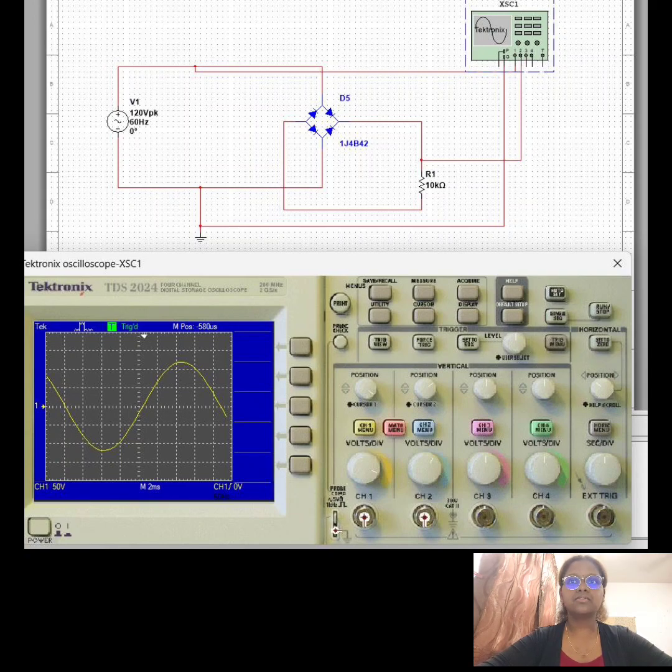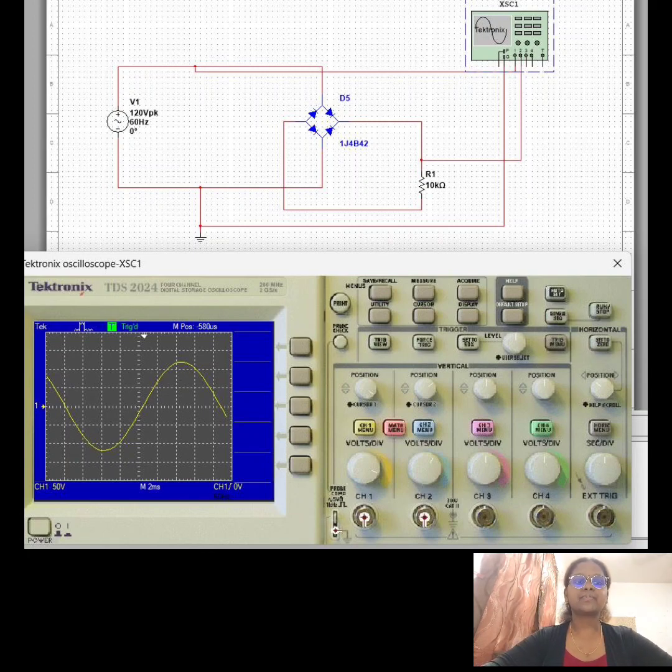In comparison to half-wave rectifiers, full-wave rectifiers are more effective. Full-wave rectifiers have superior voltage regulation than half-wave rectifiers. Half-wave rectifiers are less expensive since they only need one diode, but full-wave are more expensive because they need more diodes.